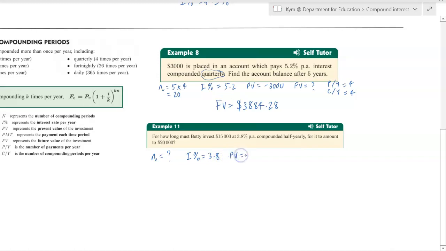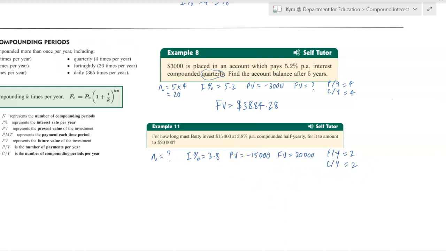Present value, or that initial principal that we're investing, is minus 15,000. Again, because we're investing it, we're giving it to the bank, it's a minus value. The future value, it tells us there is $20,000. That will be a positive value. And P/Y and C/Y will both be, in this case, because it's compounded half yearly, 2. Twice per year it's being compounded and paid into that account.